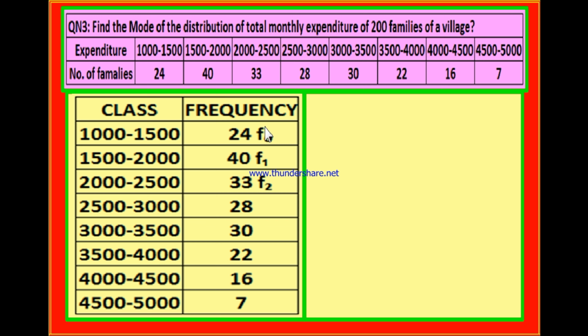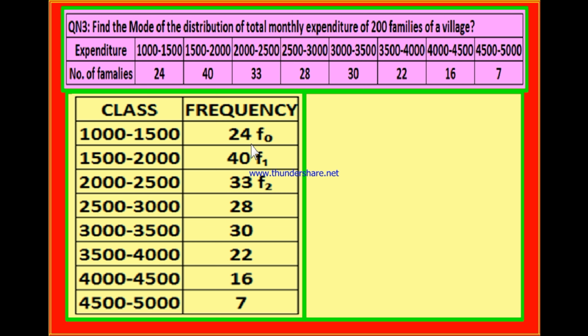Of course, in this case, if you observe, the highest frequency lies in the second class from the top. So, as it is the second class, you can take this as F1, and the above class frequency is F0, and below class frequency is F2. Dear children, you just concentrate. If this class has the highest frequency, then this will be F1. We said that the frequency of the class above F1 is F0.